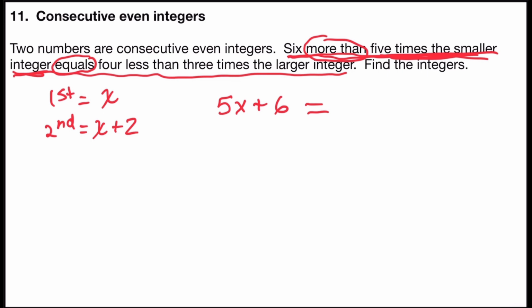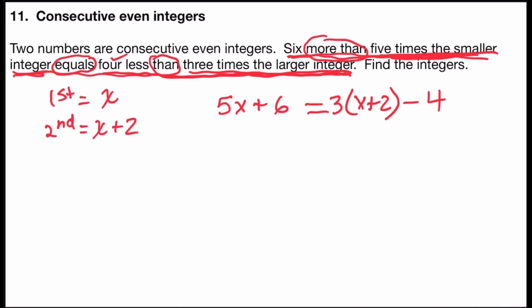The right side expression says 4 less than 3 times the larger integer. So here's the word than. Even though 4 is written in words first, it will come second in the expression, and I want 3 times the larger. So that's going to be 3 times, and the larger one is represented as x plus 2. So my equation would say 5x plus 6 equals 3 times x plus 2 minus 4.